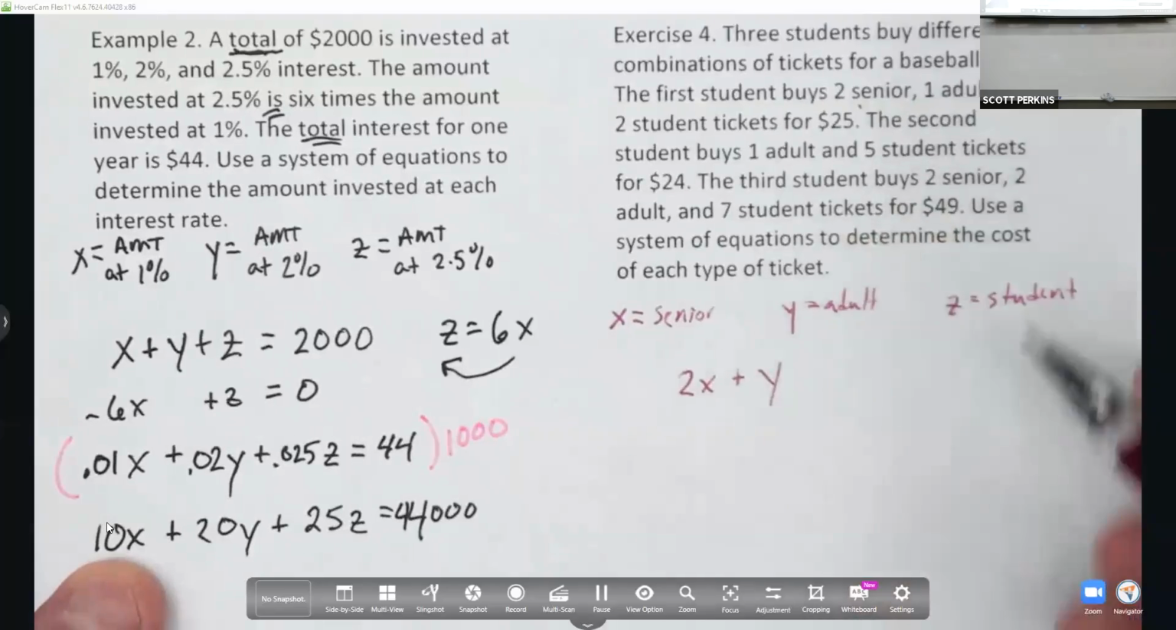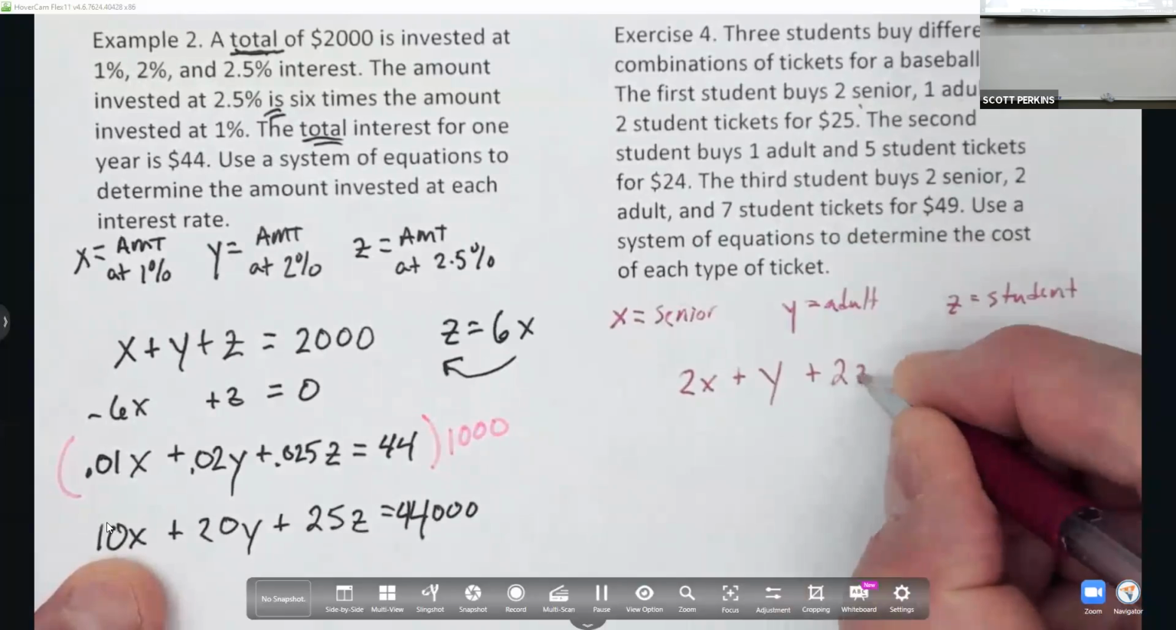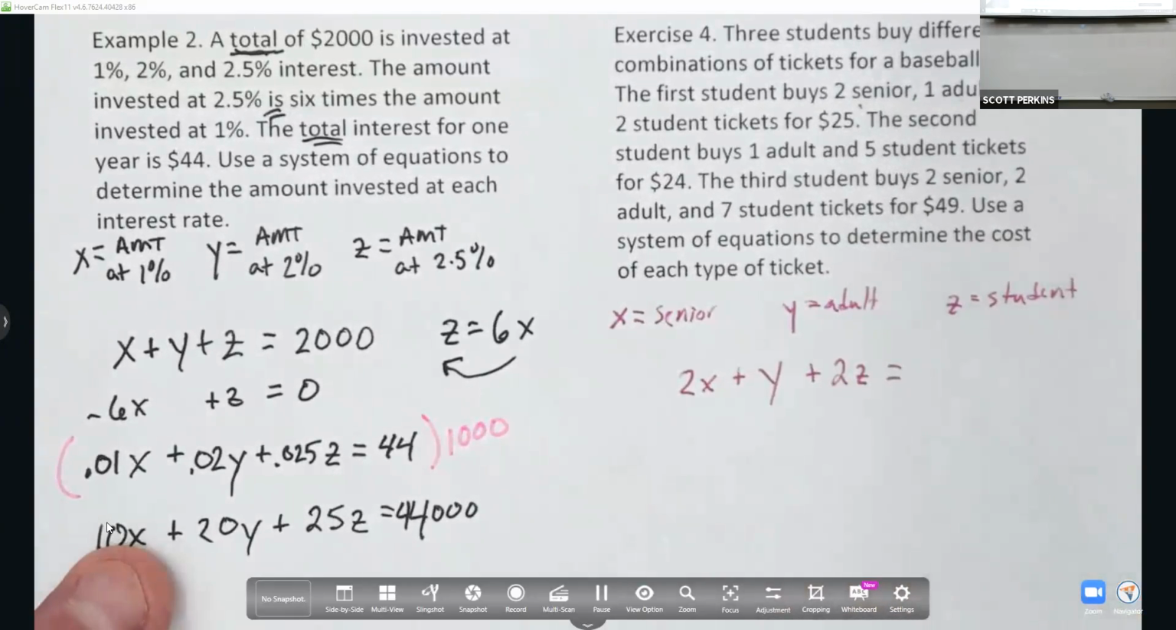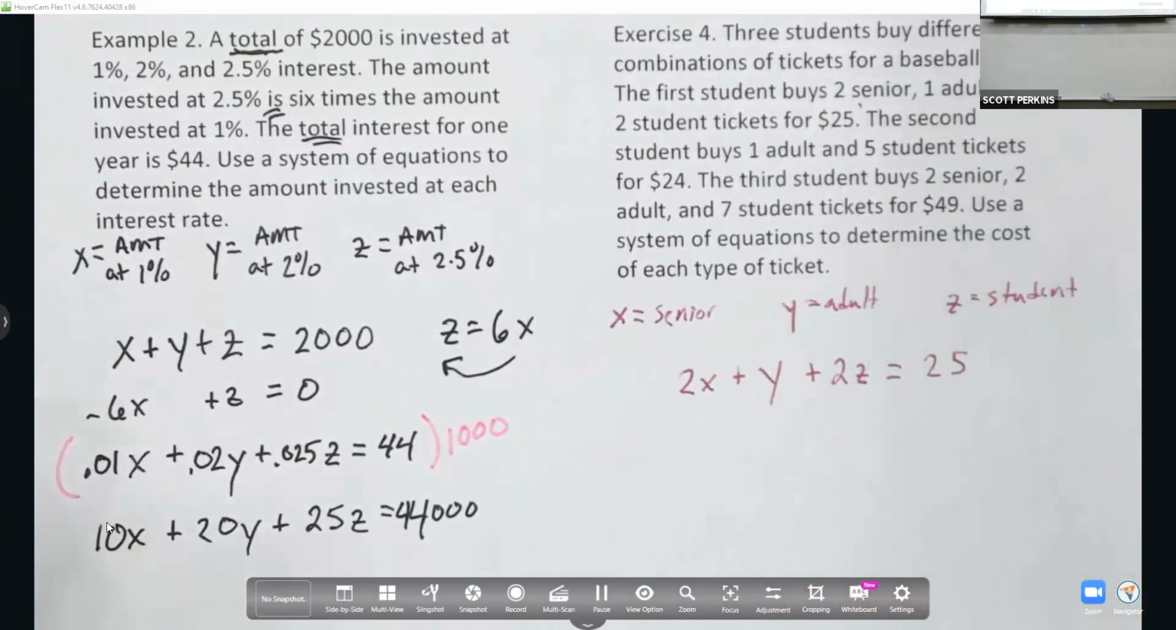1Y or just Y. And then 2 student, 2Z. And when I add those 3 amounts together, I should end up with 25. Let me just stop. Does anyone have a question? Anything you don't see where I got it from? I understand word problems are difficult. I don't want to just slide through this real fast.